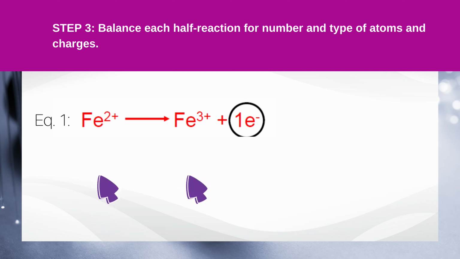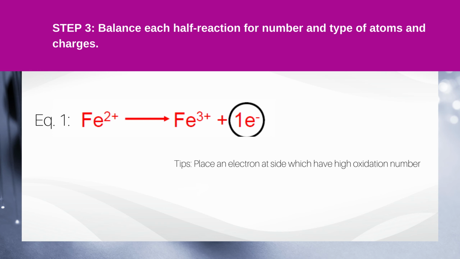Okay, for step 3, balance each half reaction for number and type of atom and charges. If the equations have oxygen and hydrogen, we ignore them for a while. For example, in half equation 1, Fe2+ produces Fe3+. So 1 Fe produces 1 Fe. So now Fe is balanced. There are no oxygen and hydrogen in this equation. So we continue to balance the charges.